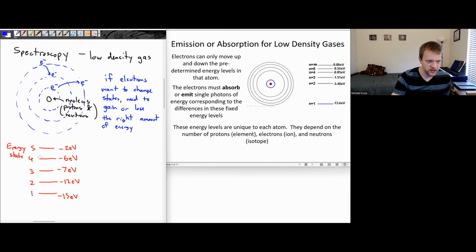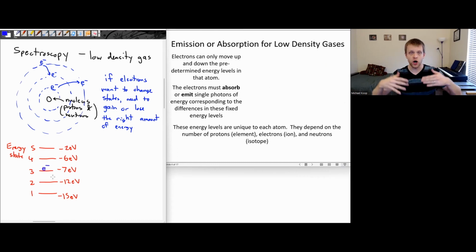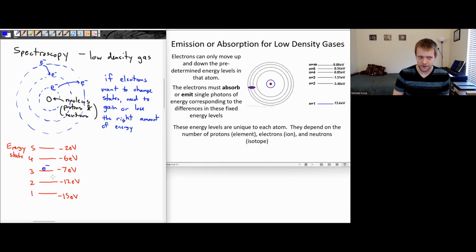On the other hand, let's say I had an electron that was starting up here. Let's say it was already in an excited state, and this electron wanted to drop back down to the lowest energy state, energy state number 1. It starts out with an energy of negative 7 eV. It wants to get down to negative 15 eV. So in order to do that, it has to emit a photon.